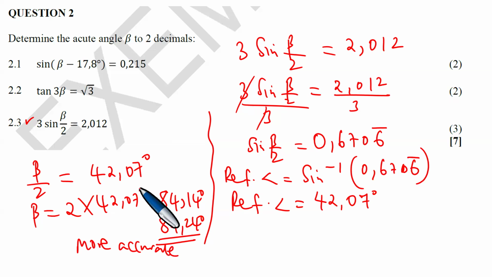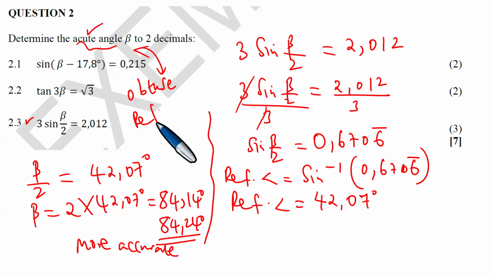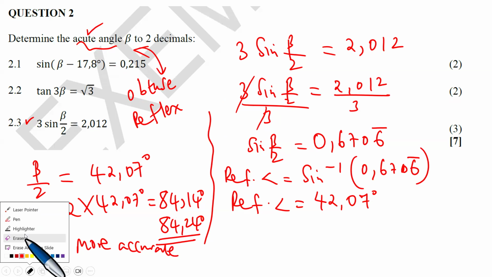Now I want to make mention of the fact that the examiner here said we need to determine an acute angle beta. The examiner could have said an obtuse angle. So what is an obtuse angle and what is the difference between acute and obtuse? Has the teacher taught you reflex angles? Have they taught you obtuse angles? What kind of an angle is obtuse? What do you think, Paul?